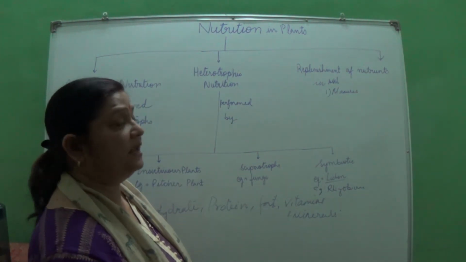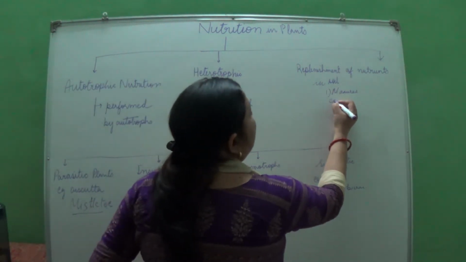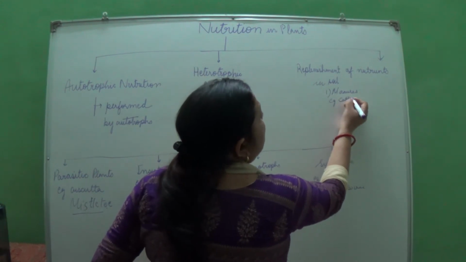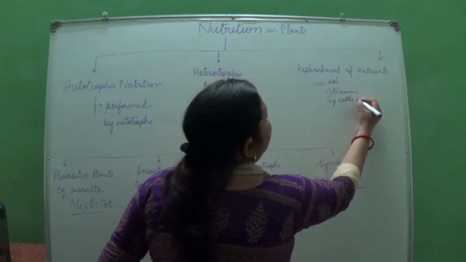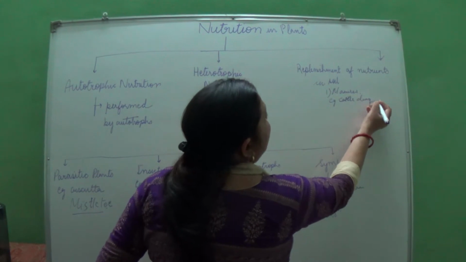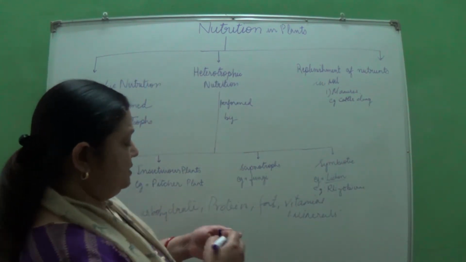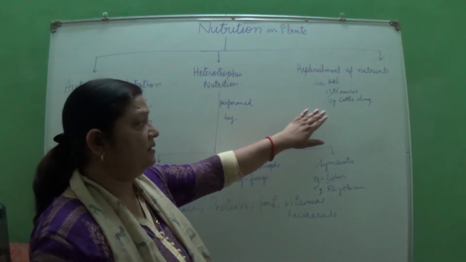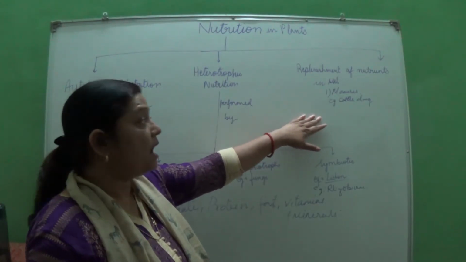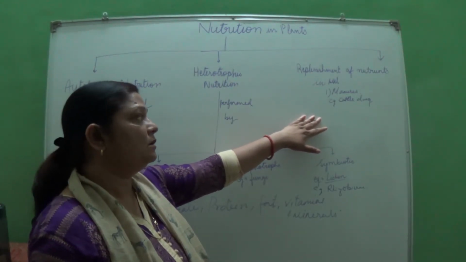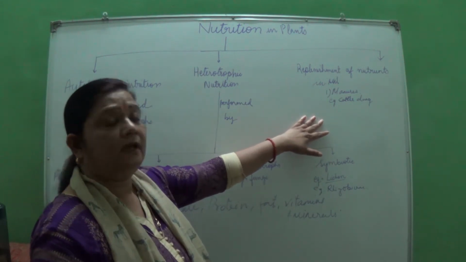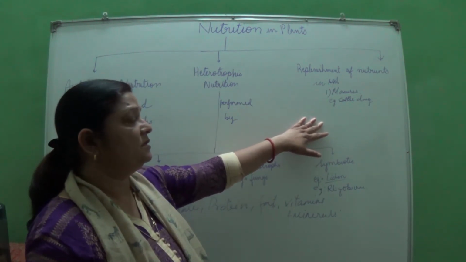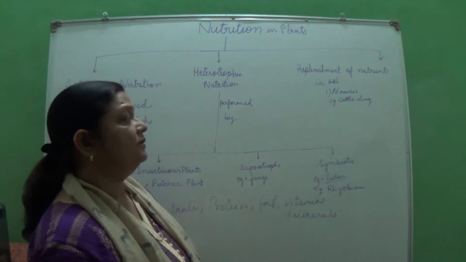This animal waste is, for example, cattle dung. This consists of a number of nutrients, and when we add this cattle dung or cow dung to the soil, it adds up the nutrients in the soil and makes the soil fertile.